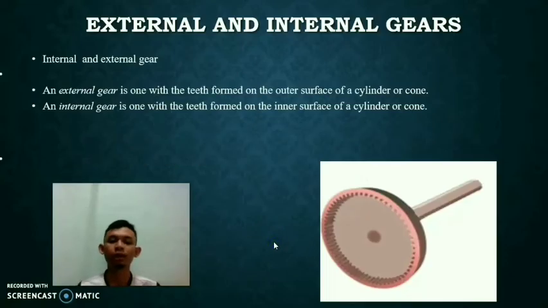Okay, the first one is external and internal gear. An external gear is one of which the teeth form on the outer surface of a cylinder or cone. An internal gear is one with the teeth formed on the inner surface of a cylinder or cone. Internal gear does not cause output shaft direction reverse.